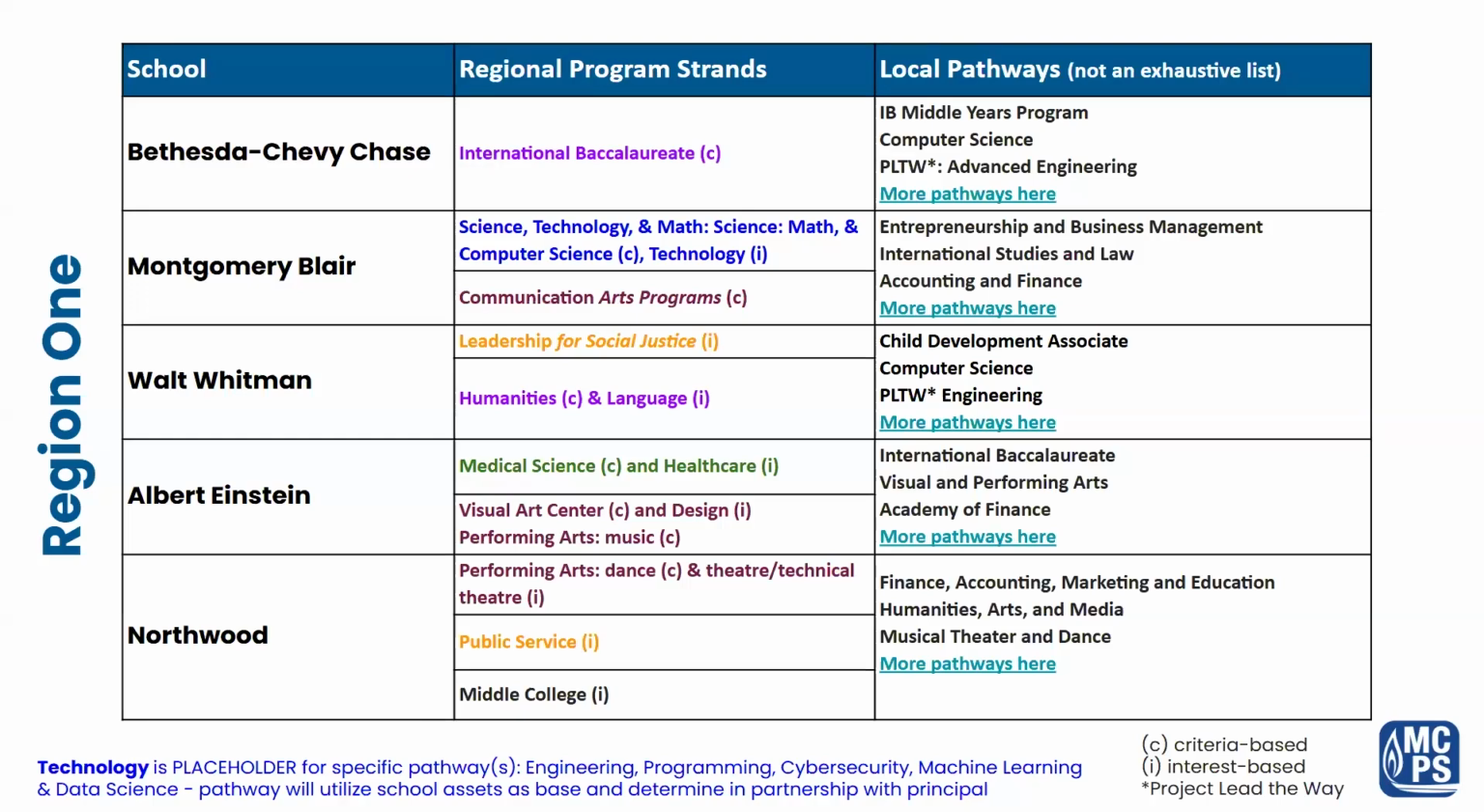In this region, you'll see the arts are divided. It made a lot of sense to build on the assets at both Einstein and Northwood High School to offer the Visual Arts Center in Design and Performing Arts music program at Albert Einstein, and then the dance and the theater and the technical theater at Northwood. You'll see that humanities is at Walt Whitman, and their existing leadership for social justice program, which is regional, will remain regional. And Northwood will be the regional site for the middle college and public service related program pathways. And those could be related to education, law and criminal justice is a possibility. So that's Region 1. May I have the next slide, please?